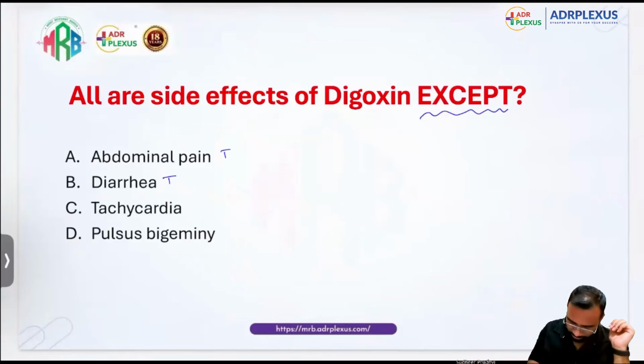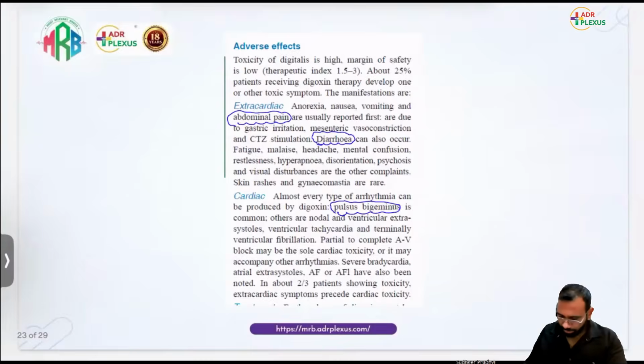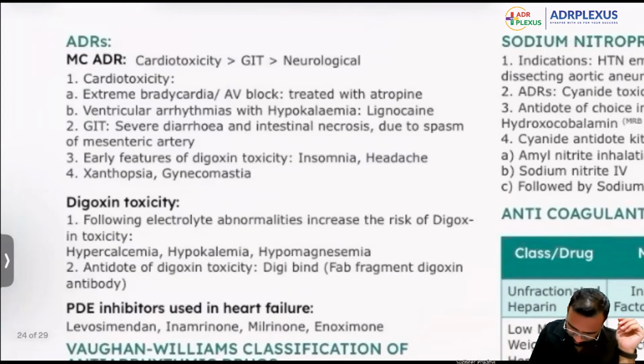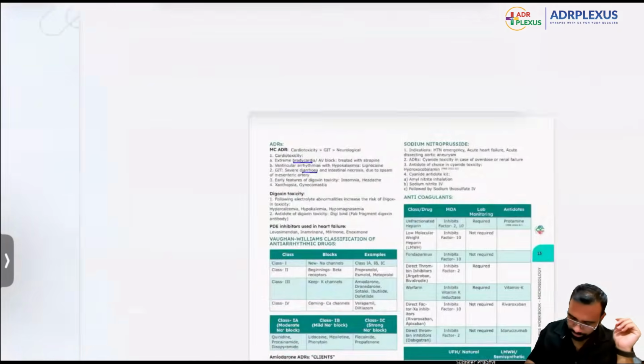So this is a true option, this is a true option, this is a true option, and this is the false option. It is going to cause bradycardia, not tachycardia. So that's all. And in our book, if you see here, yes, it is going to cause bradycardia. And GIT, I told you, diarrhea, abdominal pain, all that stuff, right?